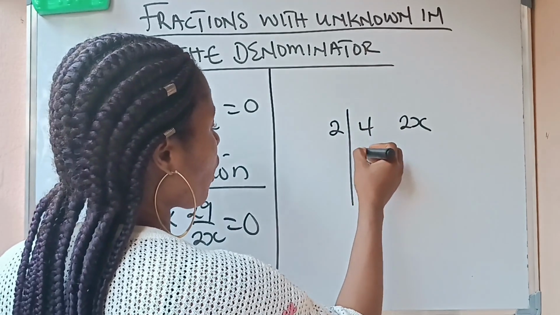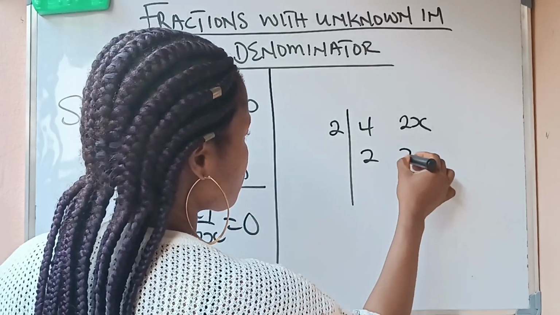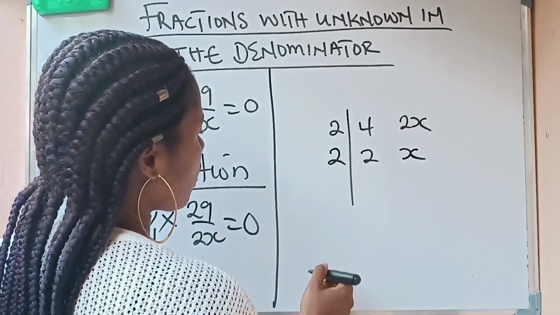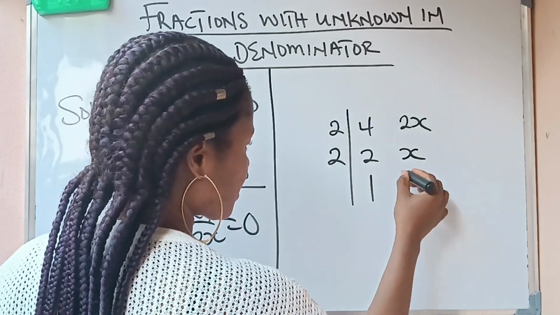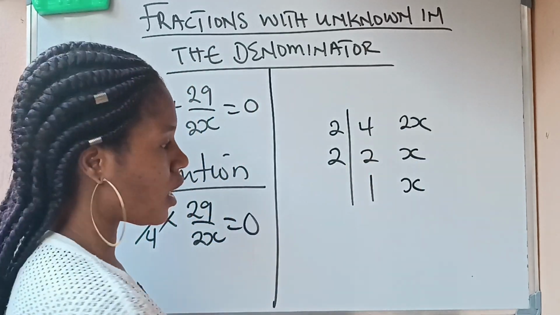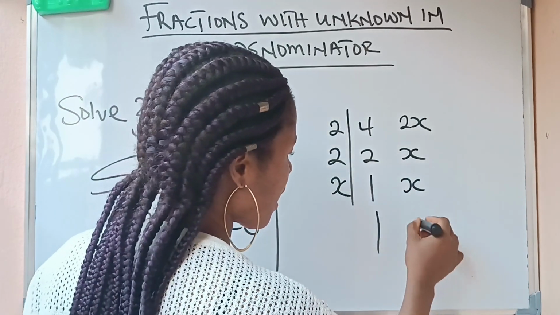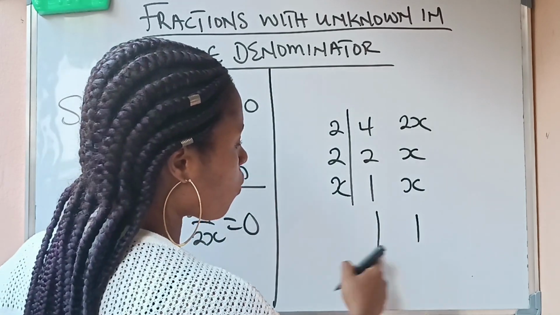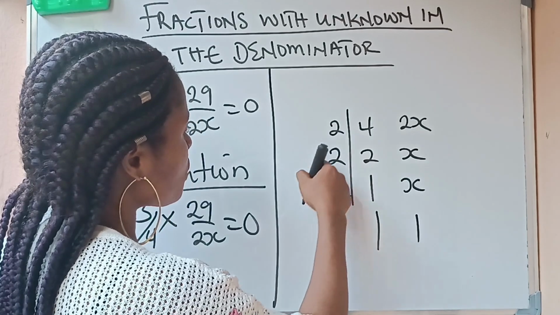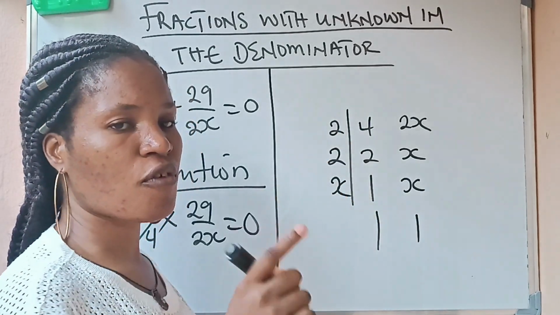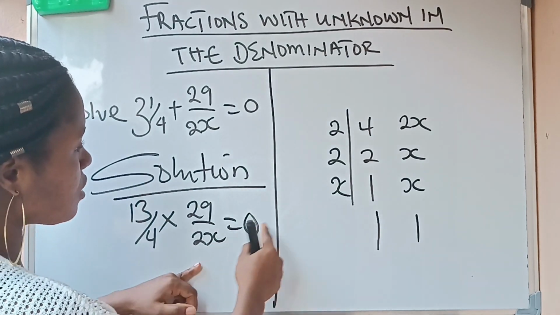2 divides 4, we are going to have 2. 2 divided by 2, you are going to have 1, remaining x. Then you go in with 2 again. 2 divides this 2, you are going to have 1. 2 cannot divide x, so you bring down your x. Now x divided by x, you are going to have 1. So once you have 1 here, you multiply whatever you had on the left hand side. 2 times 2 is 4. 4 times x is 4x. So it means that the LCM of 4 and 2x is 4x.